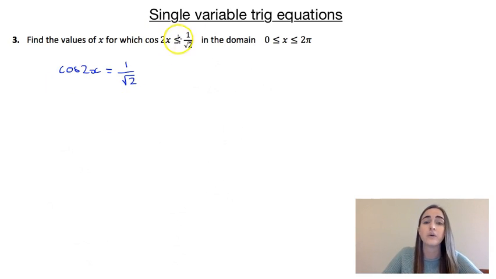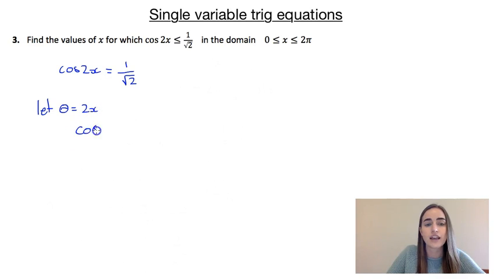So to solve this, we're going to let theta equal 2x, and it changes our equation to cos theta equals 1 on root 2. And again, that's going to change our domain to 0 is less than or equal to theta is less than or equal to 4 pi. And then we can solve that.